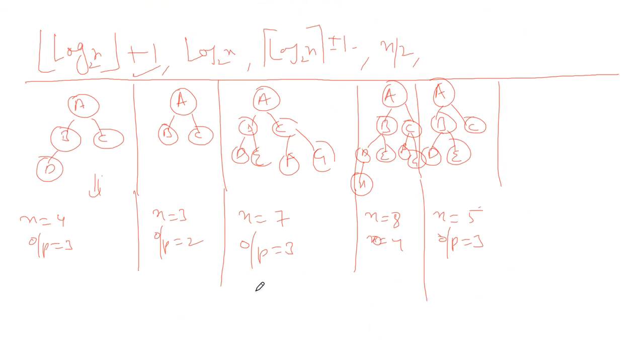What is log of 7 to the base 2? 2 point something. It will return you 2, and the answer will be 3. What is log of 3 to the base 2? 1 point something, plus 1 will return you 2. What is log of 4 to the base 2? 2. 2 plus 1, 3. What is log of 8 to the base 2? 3. 3 plus 1, 4. What is log of 5 to the base 2? 2 point something. It will return 2 and the final answer will be 3, which is fine.